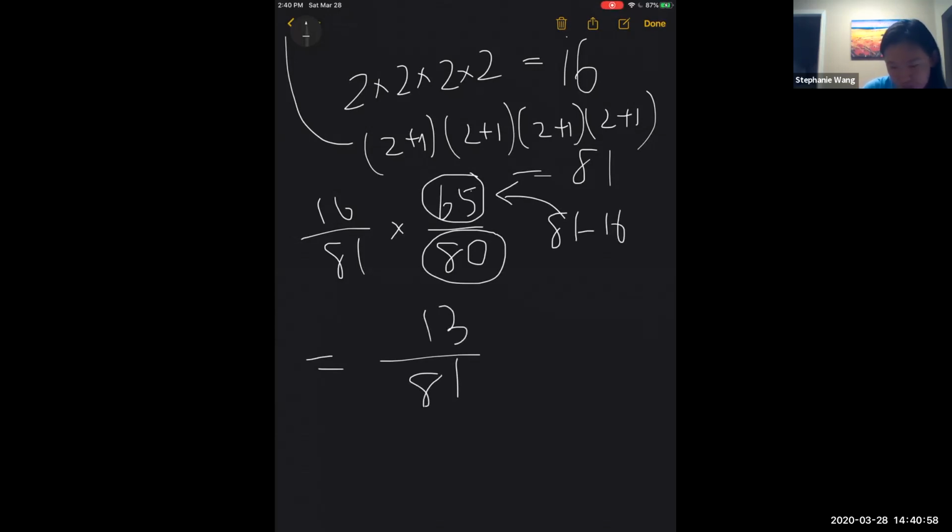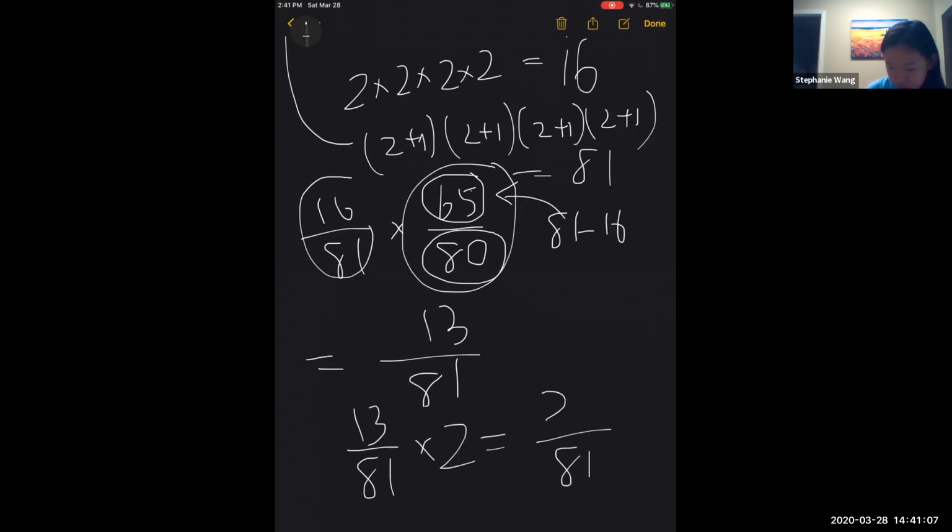didn't account for the order. So she can either pick the correct one on her first try, or she can pick the correct one on her second try. So we can multiply by 2, and we get 26 over 81. That's our final answer.